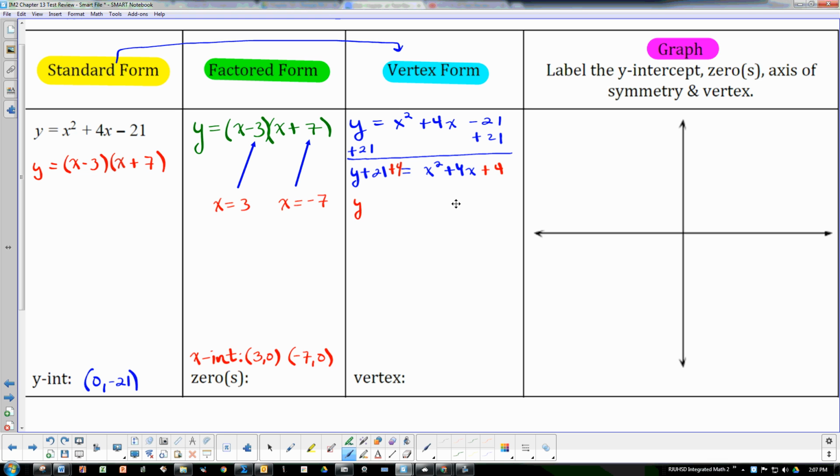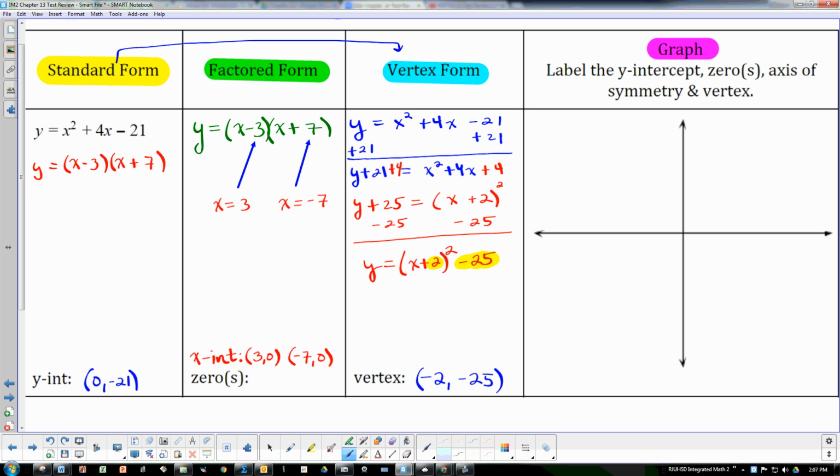This becomes y plus 25 is equal to, now this is going to be a binomial squared, so this is going to be x plus 2 all squared. And let's subtract 25 on each side. I have y is equal to x plus 2 all squared minus 25. And now you can see here we've got a 2 and negative 25. There's your vertex, and just be careful, it's going to be negative 2 comma negative 25.